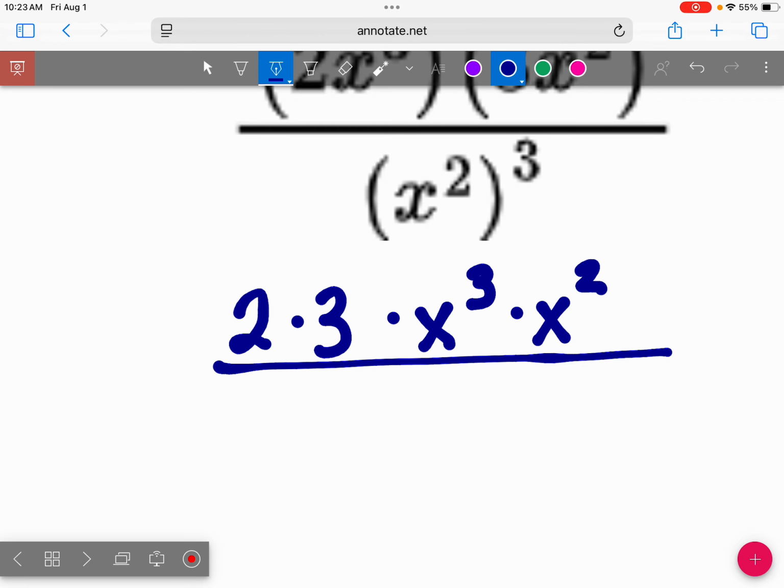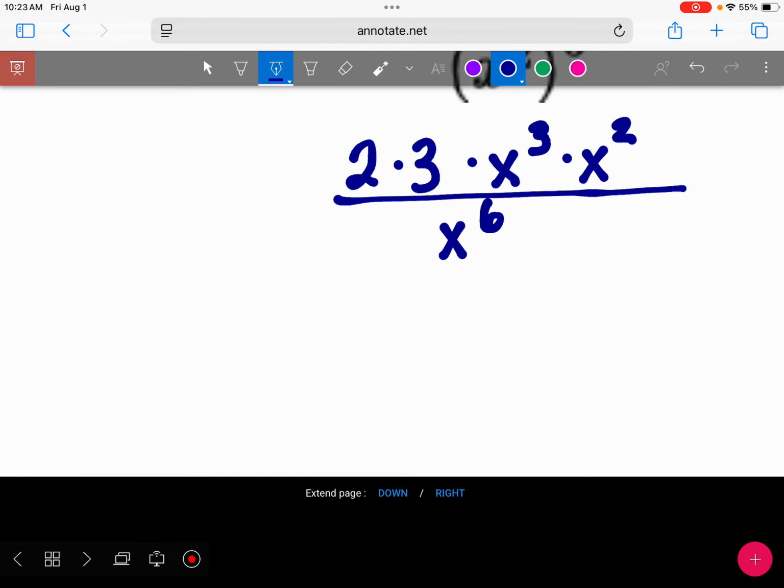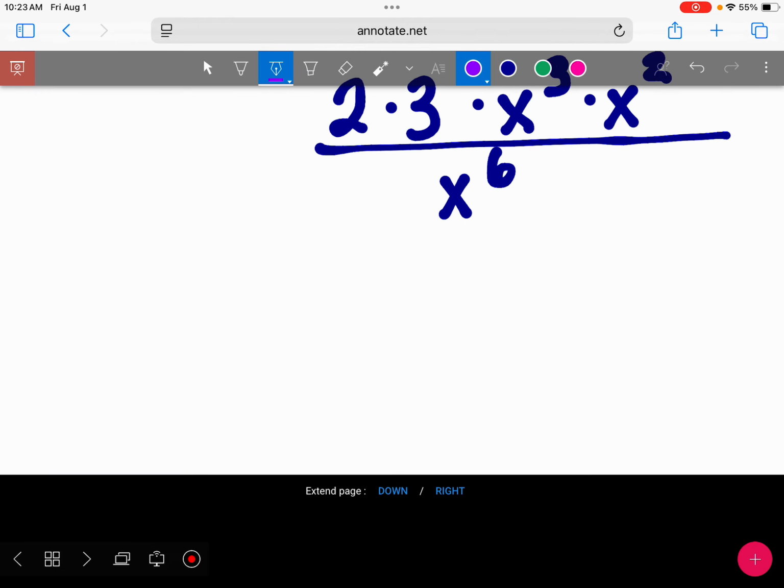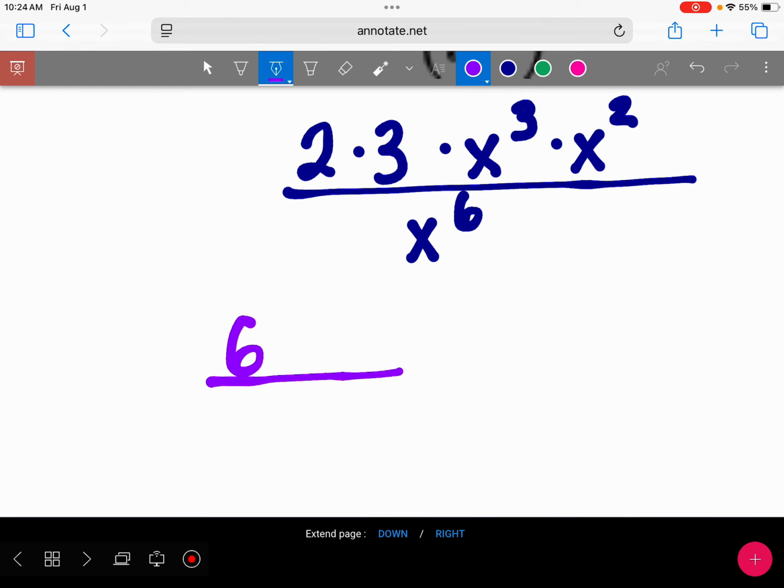What happens in our denominator when we try and get rid of parentheses? What is x squared cubed? X to the 6th. Good, we multiply those numbers together. 2 times 3 gives us 6. So now let's simplify that again. 2 times 3 gives us 6. X cubed times x squared is x to the 5th. Good. Over x to the 6th.